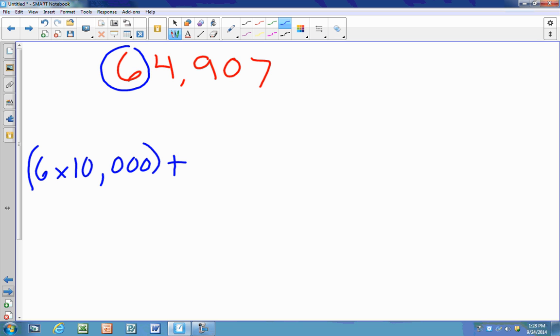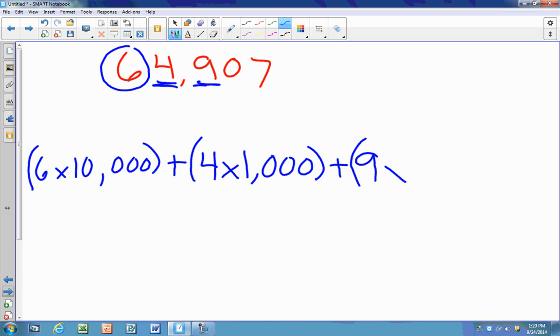And I add that to my next digit, which is a 4. And that's the thousands place, so it's 4 times 1,000. And I add that to my next digit, which is a 9, which is in the hundreds place, so it's 9 times 100. And then I have this 0 here. I don't need to do anything for the 0, I can skip that. So then I go to the ones place, which is 7 times 1.